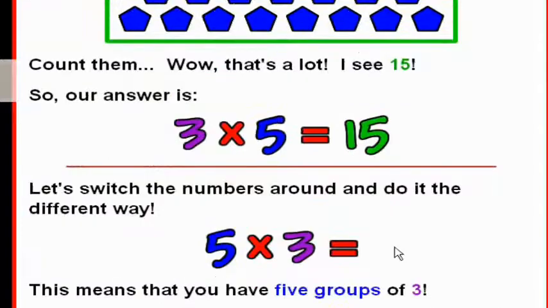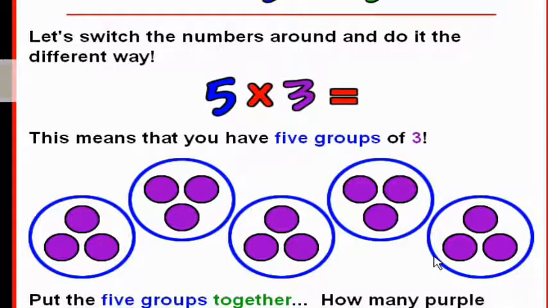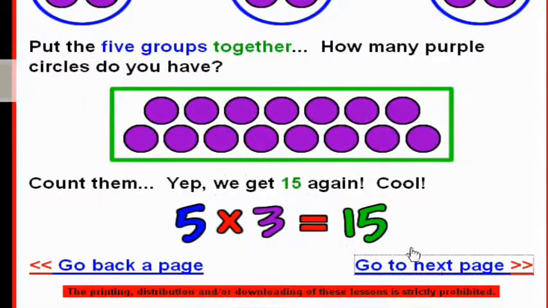Let's switch those numbers around and do it a different way. 5 times 3 means how many groups? 5 groups of 3. And what do you think it's going to equal? 15. You're correct. Very good.